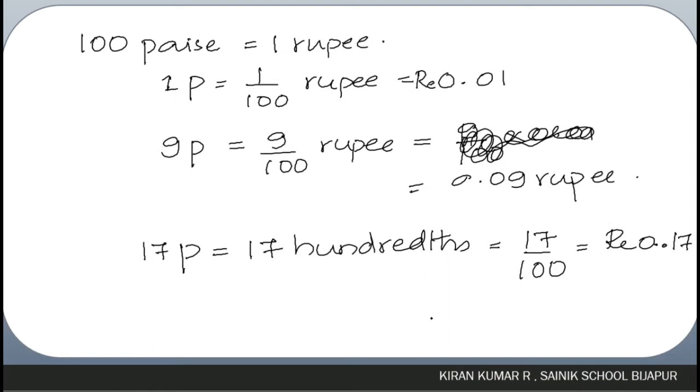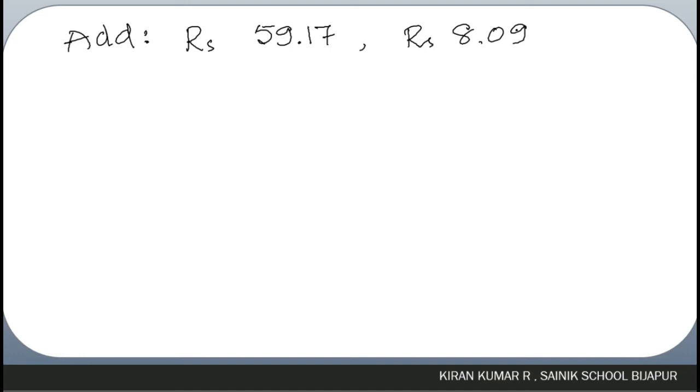There are a few questions where you will be given different amounts to be added. So for example, add rupees 59.17, rupees 8.09 and rupees 398.62. We are going to align all the decimal points and write the numbers one above the other.